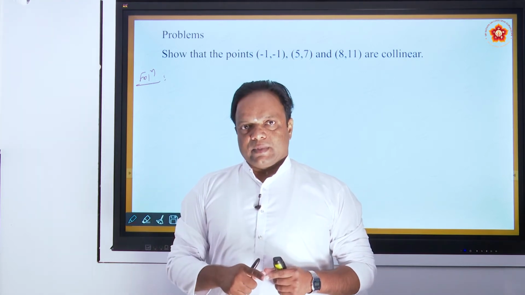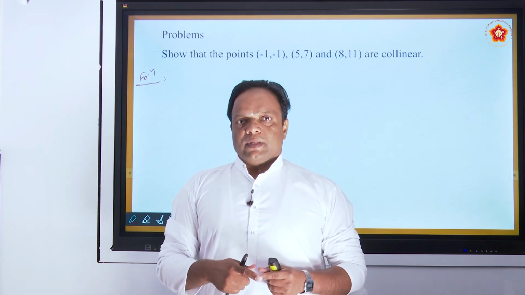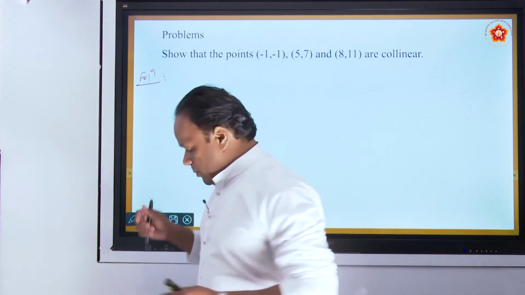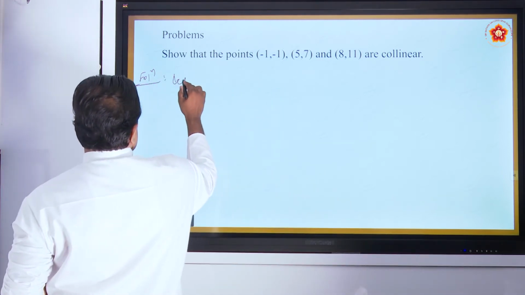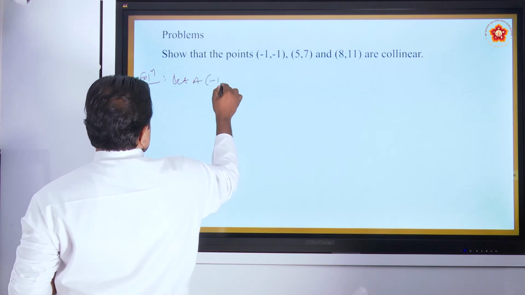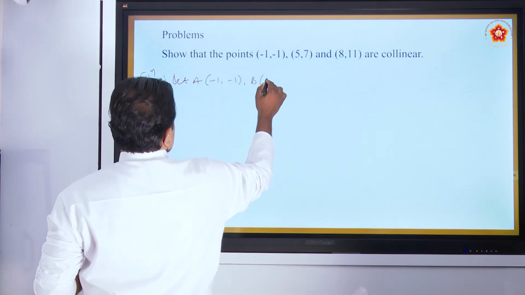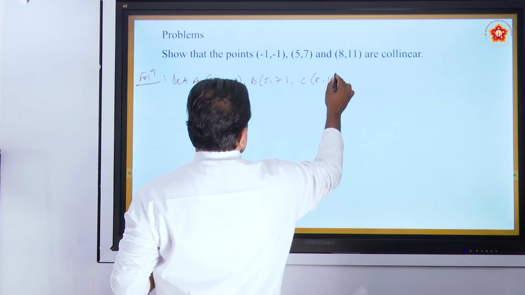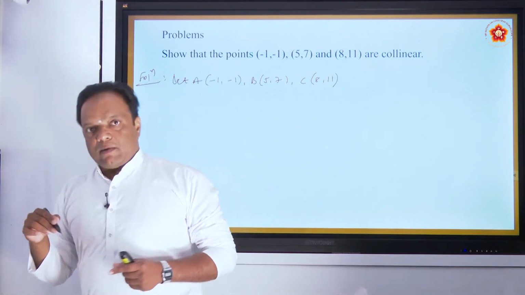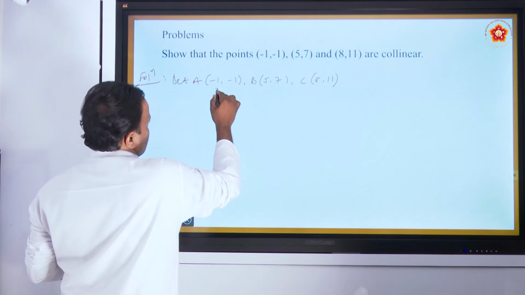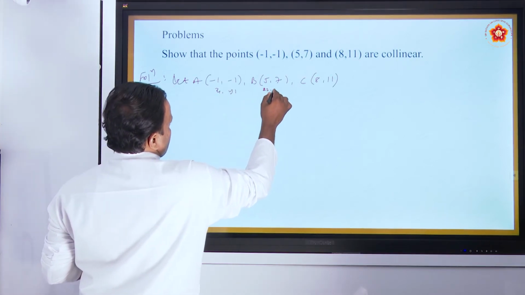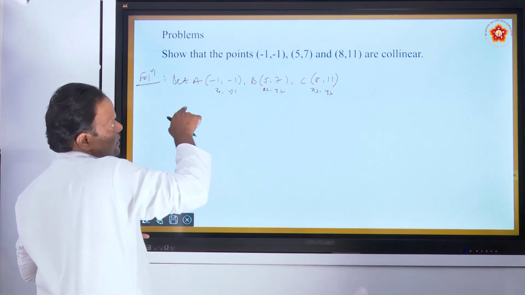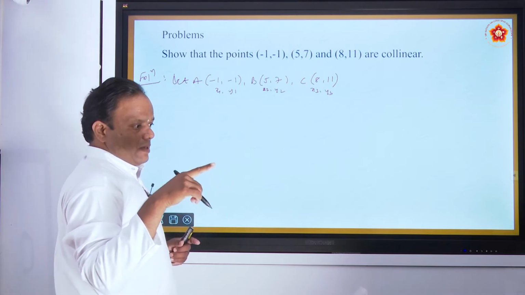using the area of the triangle. In the previous slide we saw that when these 3 points are collinear, the area of the triangle is 0. Suppose I give names here: let A be the point (-1, 1), B be the point (5, 7), and C be the point (8, 11). Correct? C is (8, 11). Naming them: A is (x1, y1), B is (x2, y2), and C is (x3, y3). You have to show that these 3 points are collinear by using the area of triangle formula.